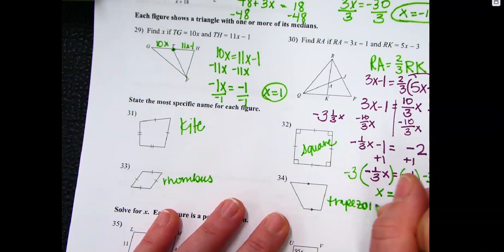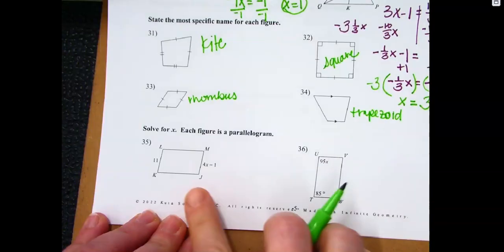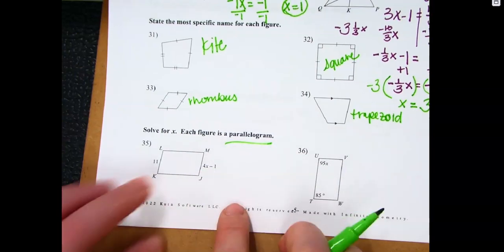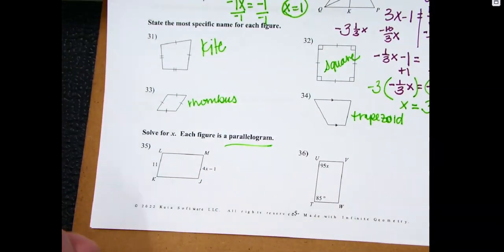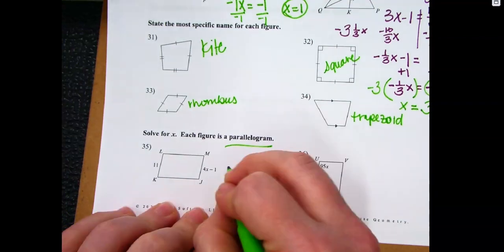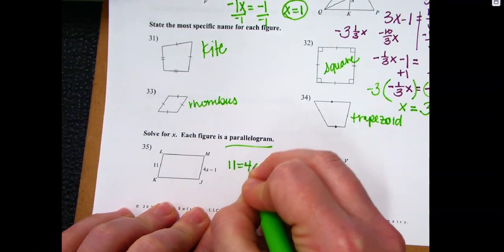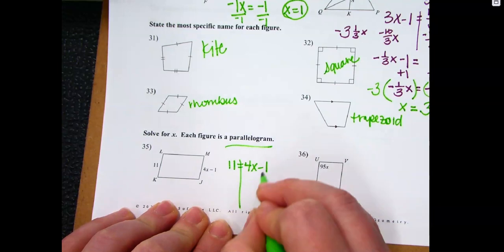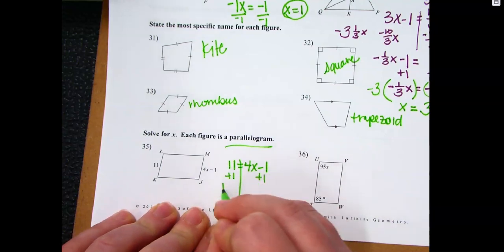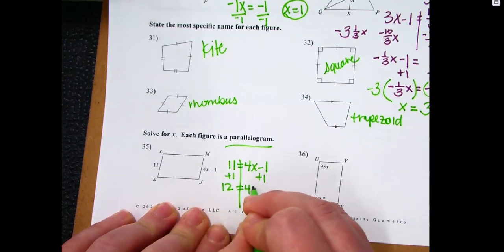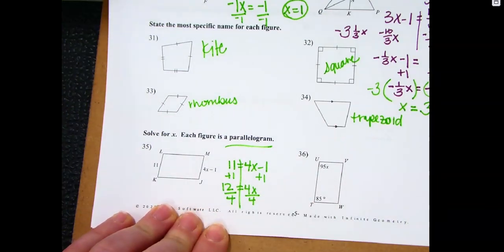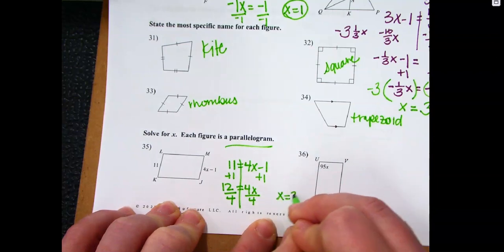Okay. On this one, number 35, these 2 sides, this is on a parallelogram. Remember, a parallelogram is 2 sets of parallel sides, and the opposite sides are going to be congruent. So I'm just going to set those 2 equal to each other, and then I'm going to solve. So I'm going to add the 1 over here. So 12 equals 4x. I'm going to divide by 4. 12 divided by 4 is 3. So x is going to equal 3.